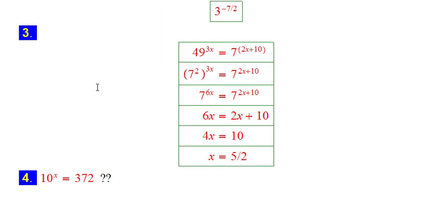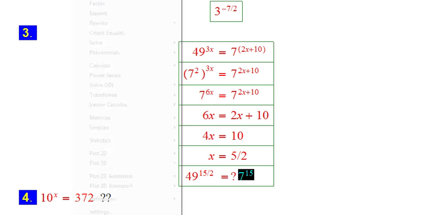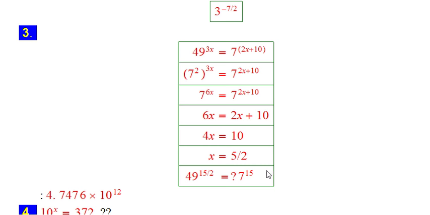And it can be interesting to see, what is the number on both sides of those? Well, 49 to the 15/2, does that equal 7 to the, well, 5/2 times 2 is 5 plus 10, 7 to the 15? Yeah, it does, and they're both pretty big numbers. Let me just go ahead and evaluate that. They're both about 4 trillion. They're both 7 to the 15th, and that's going to happen when x equals 5 halves.